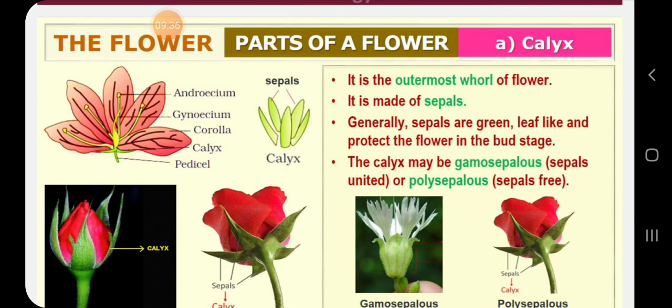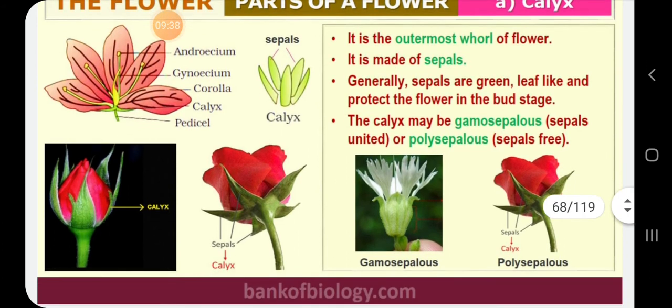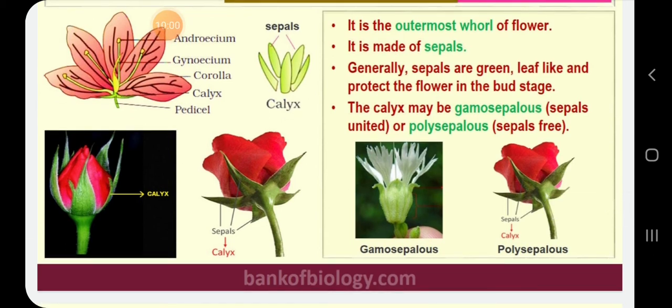I have already told you that the outermost whorl of the flower is the sepal. Generally sepals are green in color. In most flowers you will find it green in color, and it has the role of protecting the flower in the bud stage, when they are in the form of a bud. The calyx may be gamosepalous, that means when the sepals are united, that is called gamosepalous, as you can see here in the picture, and polysepalous when they are separate.